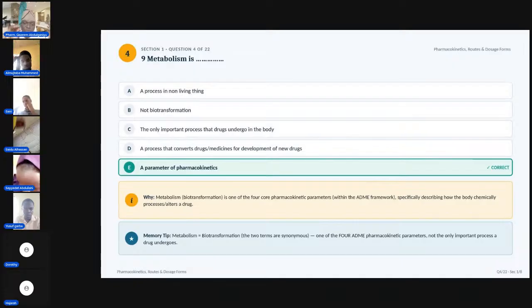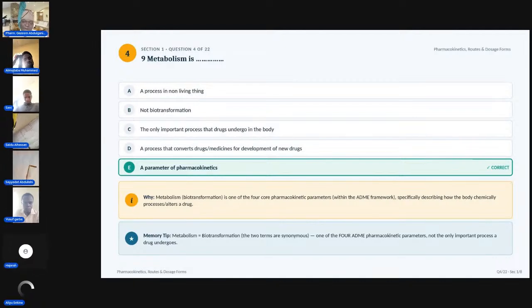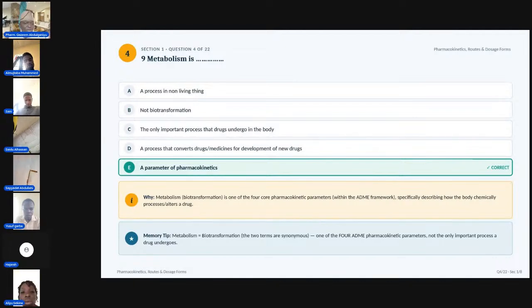A process that converts drugs and medicine for development of new drugs? No. It's not development of a new drug. It's even converting whatever it is that you are using to a byproduct. So you have it as a byproduct at the end of the day. So, a parameter of pharmacokinetics. Remember, it is one of the parameters, ADME, right?